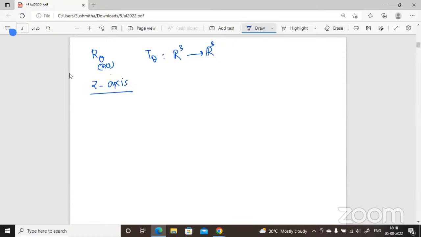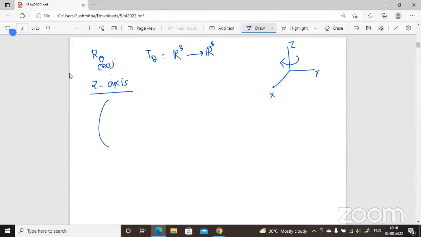So along the z-axis, if I want to rotate along the z-axis, so I have the x, y and z-axis. If I want to rotate along the z-axis, what happens? Is there some change in the z coordinate when I rotate along the z-axis? No change in z coordinate. It rotates along the xy plane. So there is no change in the z coordinate. That's going to remain same.